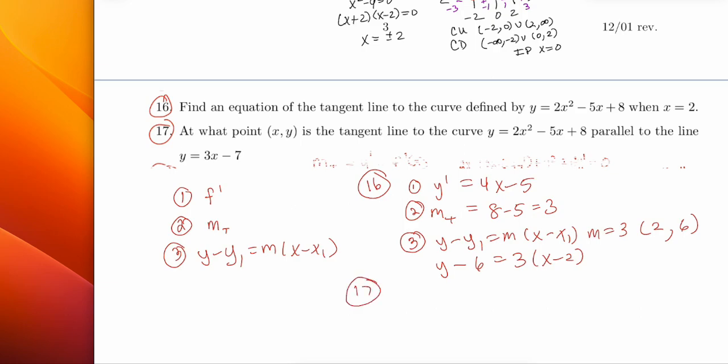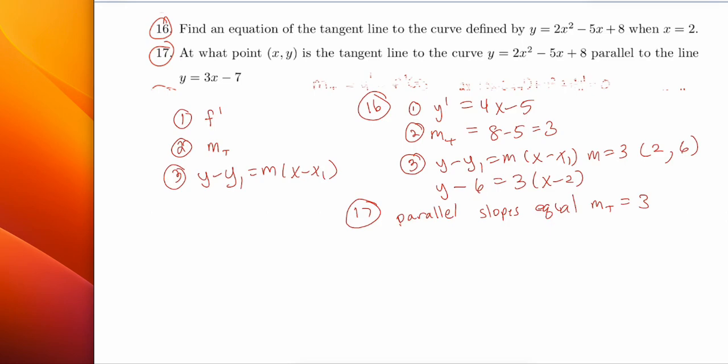Now, let's jump to 17. It says, at what point is the tangent line to the curve parallel to the line y equals 3x minus 7? 2 lines are parallel if their slopes are equal. So we're really looking for, when is the slope of the tangent going to be the same as the line 3x minus 7? What is the slope of the line y equals 3x minus 7? 3. Just take the coefficient off of your x. So we are really looking for where the slope of the tangent equals 3. That's it.